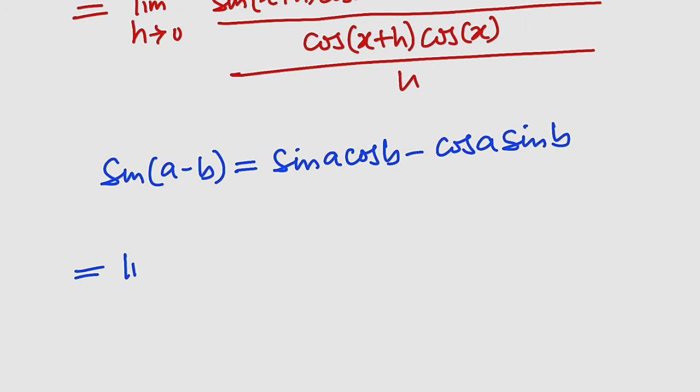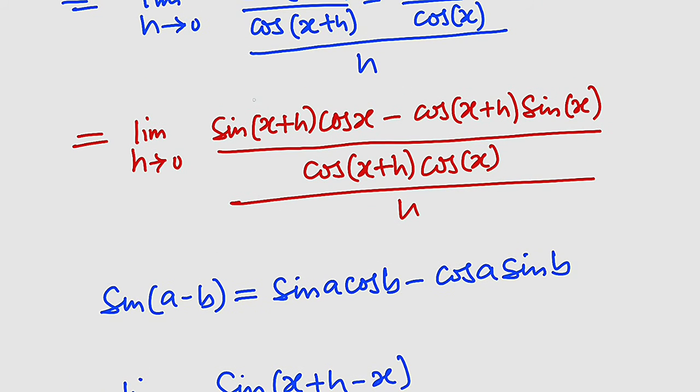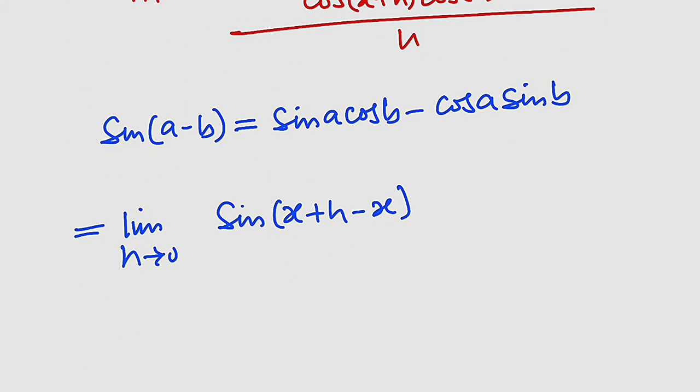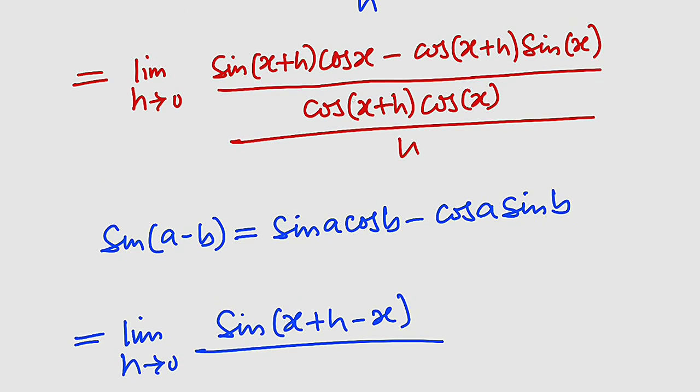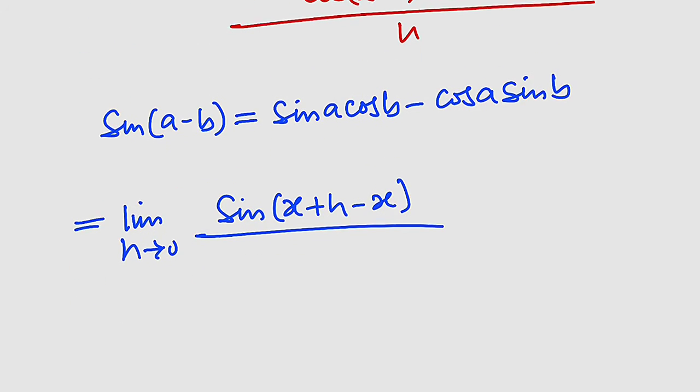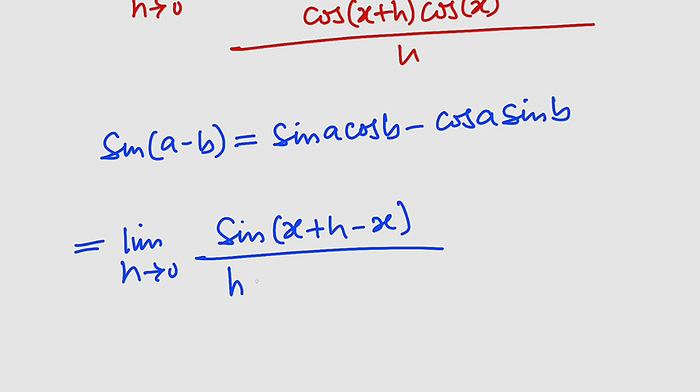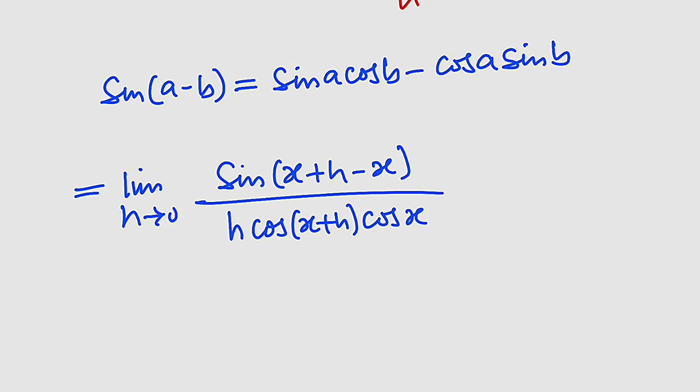So we have the limit as h approaches 0 of sine of x plus h, right? Then minus x. That is our numerator here. Then divide by the whole of this times this. So it will be h multiplied by cosine of x plus h, then multiply by cosine of x. So if you look at this, this and this will cancel, leaving only h, right?